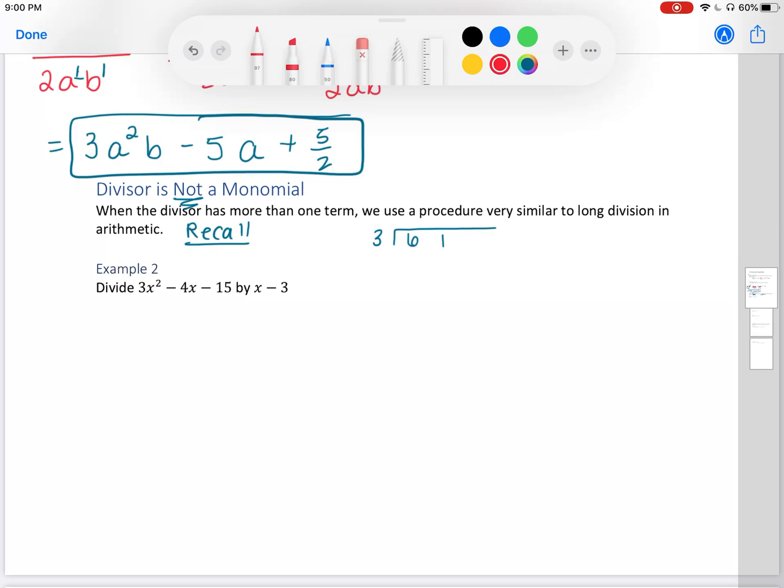Well, you would divide. How many times does 3 go into 6? Or 6 divided by 3? You get 2. Then you multiply 3 times 2, you get 6. You subtract. You get 0, you bring down your next one. You get 1. How many times does 3 go into 1? It doesn't, right? So then you have a remainder of 1. So you write your answer as 2 and a remainder of 1, or you can write it as 2 and 1/3, right? That same idea follows.